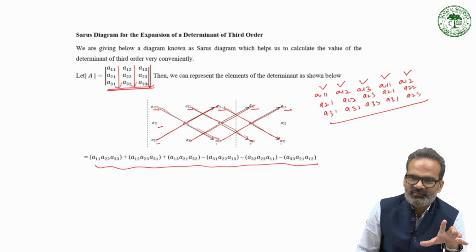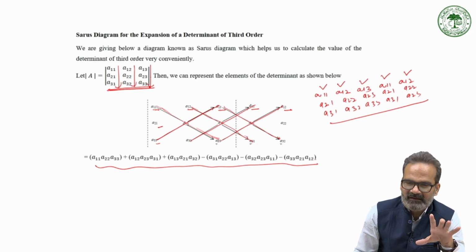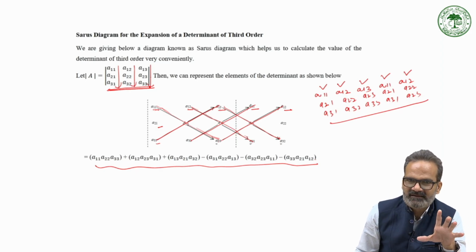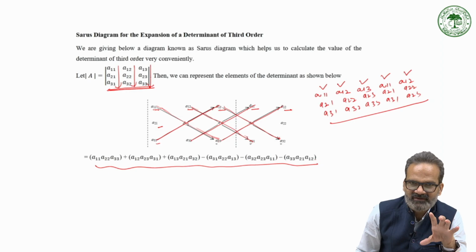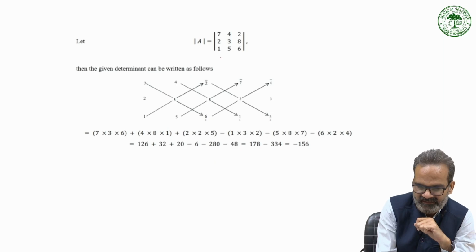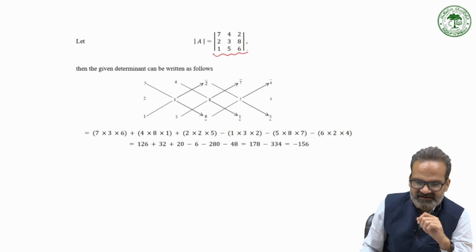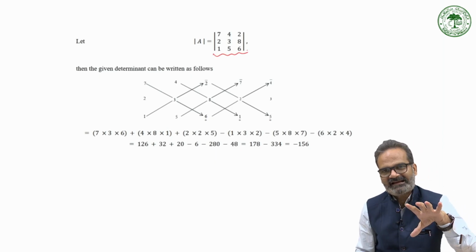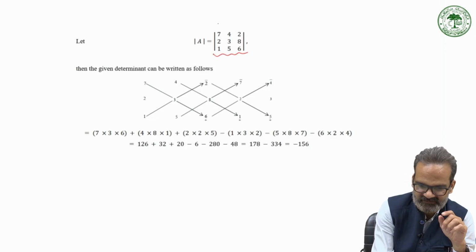So if you wish, or if you are comfortable, you can also use this method to find out the value of a determinant of order 3. Let us take an example for your understanding. Let A is equal to this. See this. This is a determinant containing 3 columns. This is column 1, this is column 2, this is column 3.